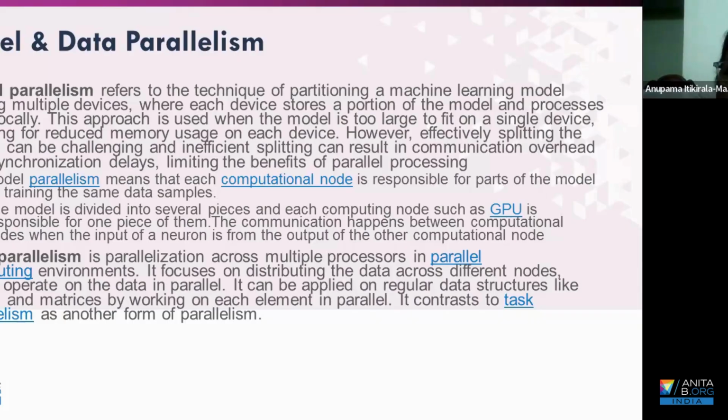So I'm talking about model parallelism because I'm still not sure what data I want to retrieve. The model here, in the context of Miss World, is a beauty pageant. That's all. I'm not saying USA or Miss India. I'm just saying a model is a beauty pageant, a women's event. So model parallelism means that a computational node is responsible for parts of the model, training on the same data samples.